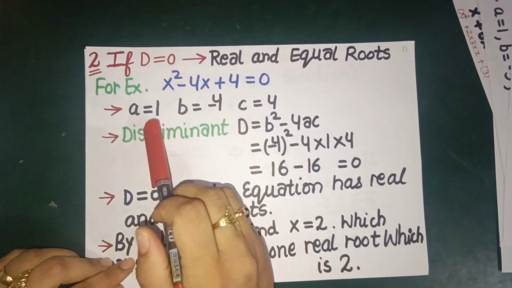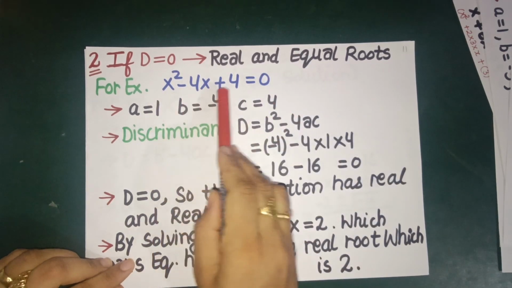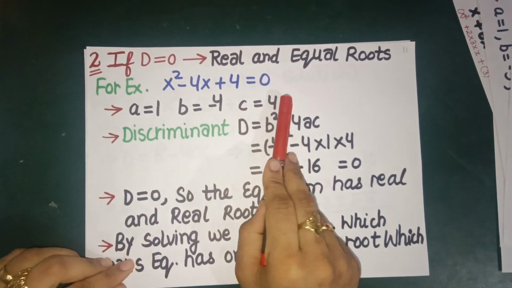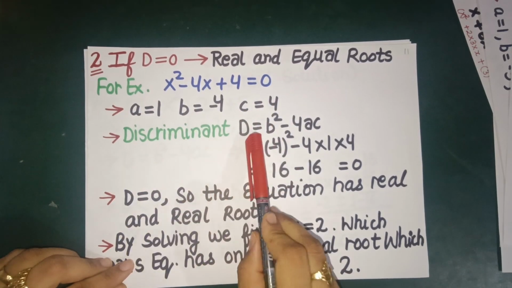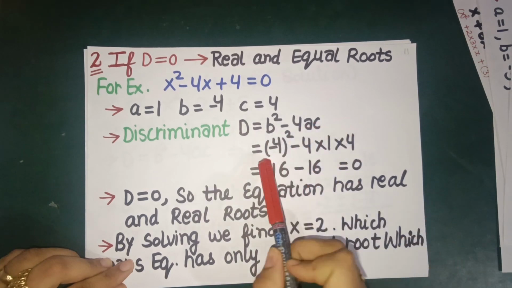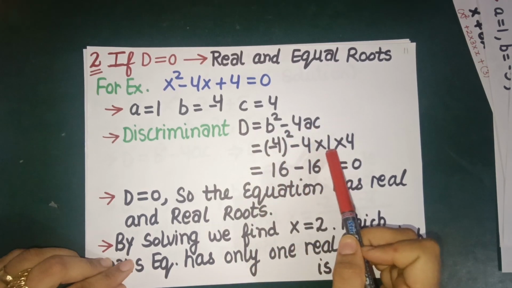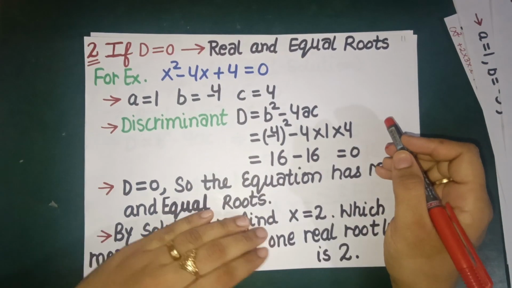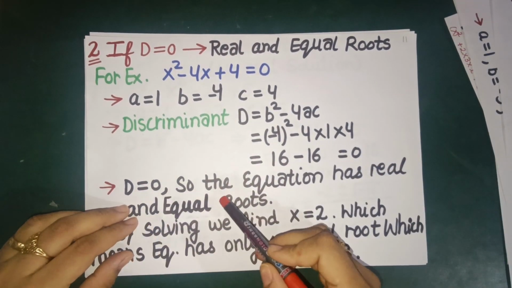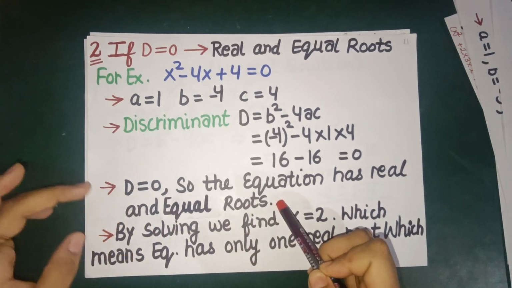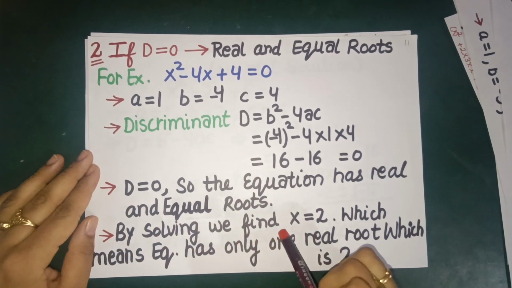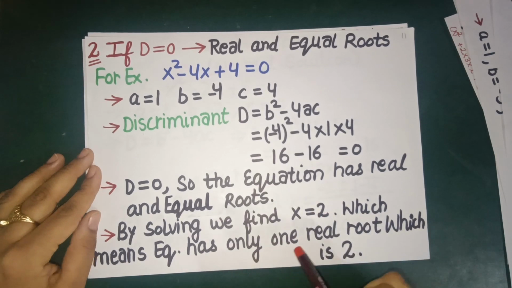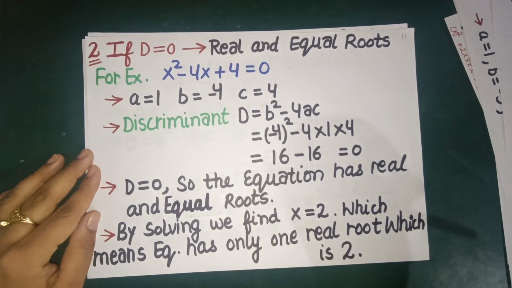Let's take an example. x² - 4x + 4 = 0. Here a is 1, b is -4, c is 4. Let's calculate the discriminant. D is b² - 4ac. Here (-4)² - 4 × 1 × 4 gives us 16 - 16, that is 0. So if D is equal to 0, the equation has real and equal roots. And by solving this, we will find that x = 2, which means that the equation has only one real root, which is 2.